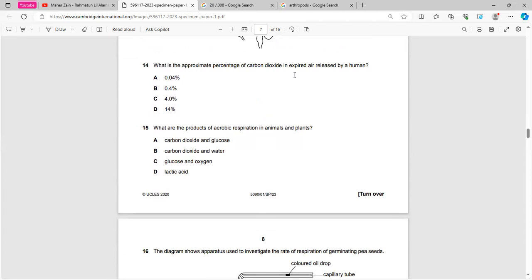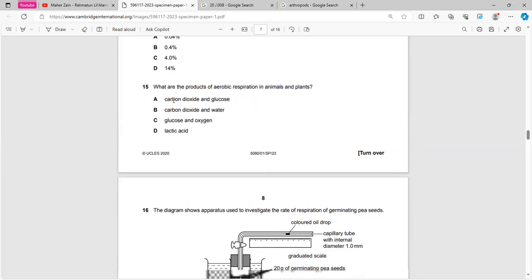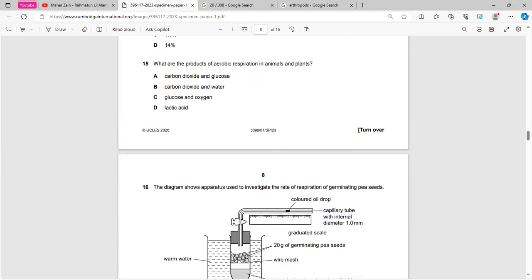Now, in question number 14, we all know that humans release aerobic respiration product as carbon dioxide in the air from the lungs. So the only option can be 4%. No, it's not 14%; 14% is way too much. We intake 0.4% and excrete 4% CO2 out of the body. The products of aerobic respiration are carbon dioxide and water. So it's a simple choice over here.